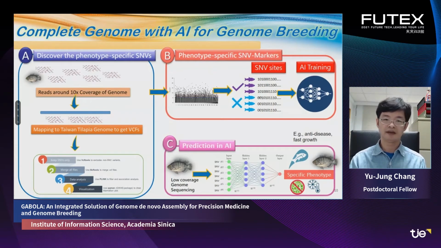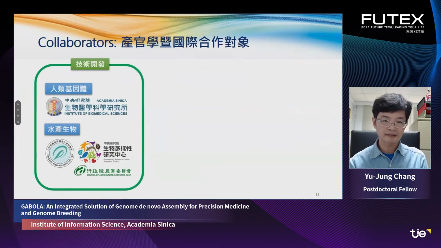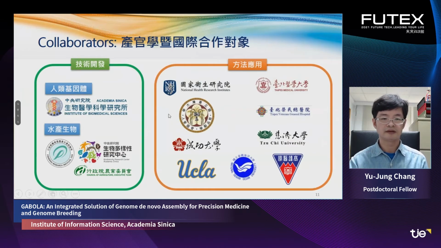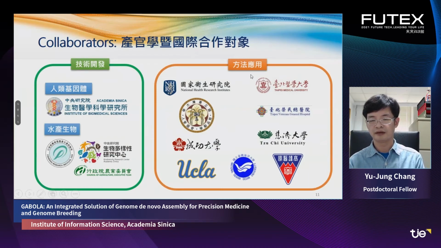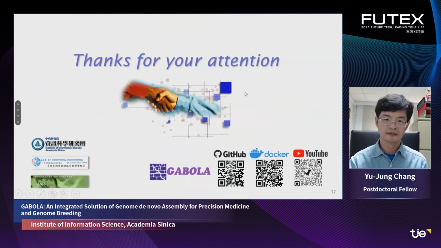Also, we have a microarray related to this research already created by the company, our collaborators. Collaborators include the IBMS and the ICOB at Academia Sinica, and also we can do collaboration applications. These are our collaborators. Thank you for your attention.